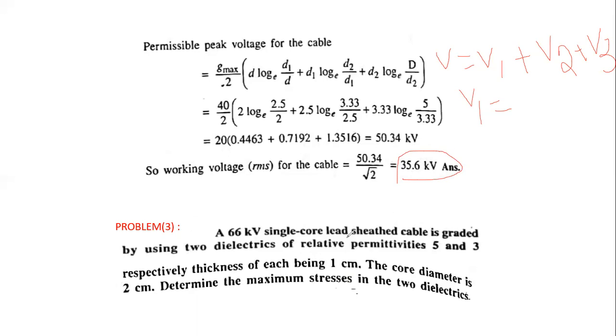A 66 kilovolt single core cable is graded by using two dielectrics of relative permittivity 5 and 3 respectively. The thickness of each is 1 centimeter, and the core diameter is 2 centimeters. Determine the maximum stress in the two dielectrics. Therefore, we are calculating the maximum stress in the two dielectrics.